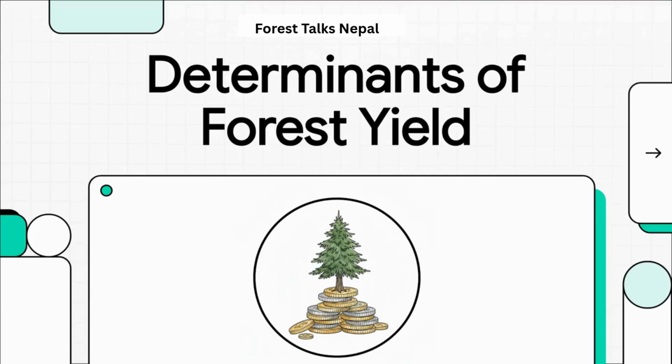Today we are going to completely flip how you look at a patch of woods. We're talking about the determinants of forest yield. I really want you to stop thinking of a forest as just a random collection of trees and start viewing it as a highly complex, long-term investment. Just like a financial portfolio, a forest has multiple layers of variables, inputs, and compounding factors that ultimately dictate the final output. It's an absolutely fascinating system, and today we're going to unpack exactly how the whole shebang works.